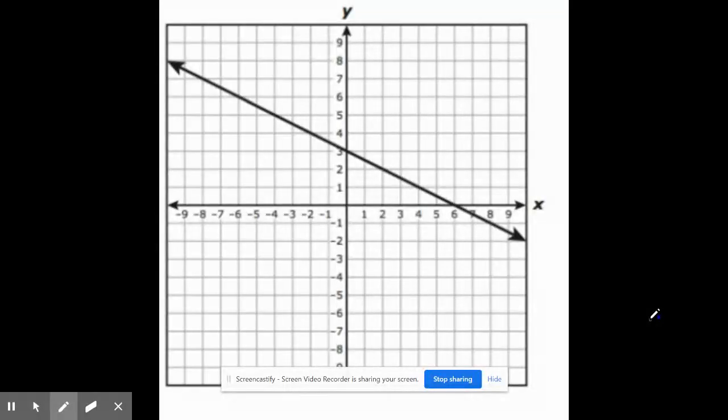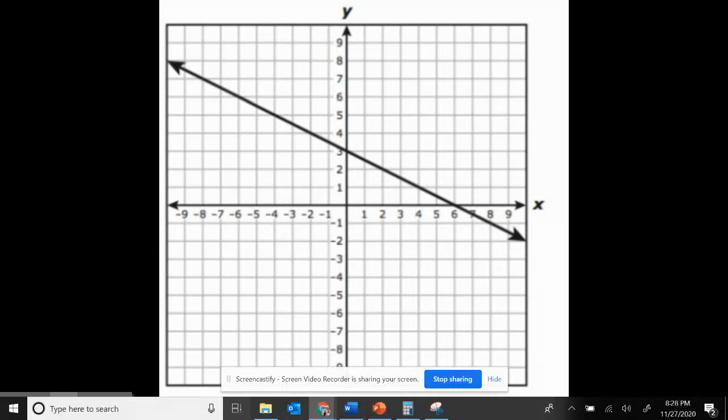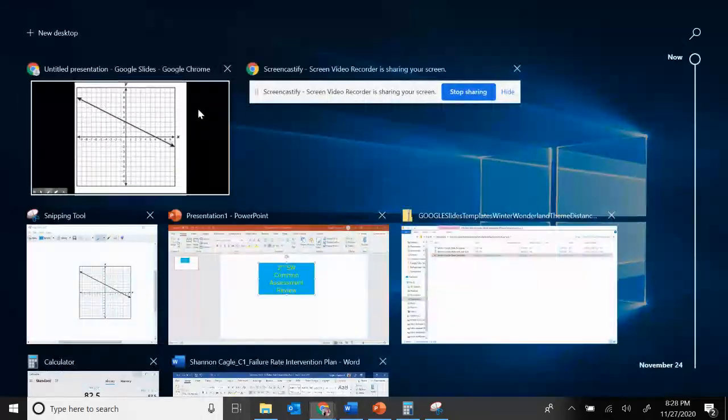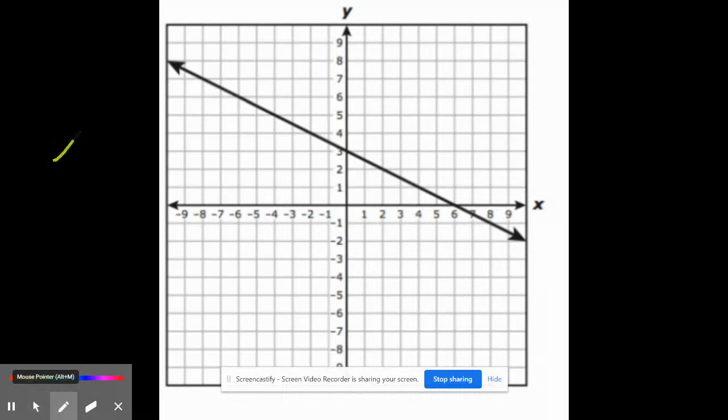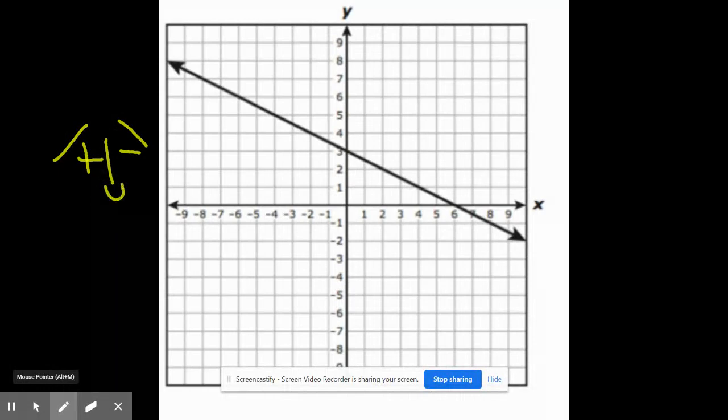We can use slope man to do this. All right, so let's go ahead and draw our slope man. Remember, if the line goes up, it is positive. If it goes down, it is negative. A vertical line is undefined, and a horizontal line has a slope of 0. All right, so using slope man, we can see that we have a negative slope.